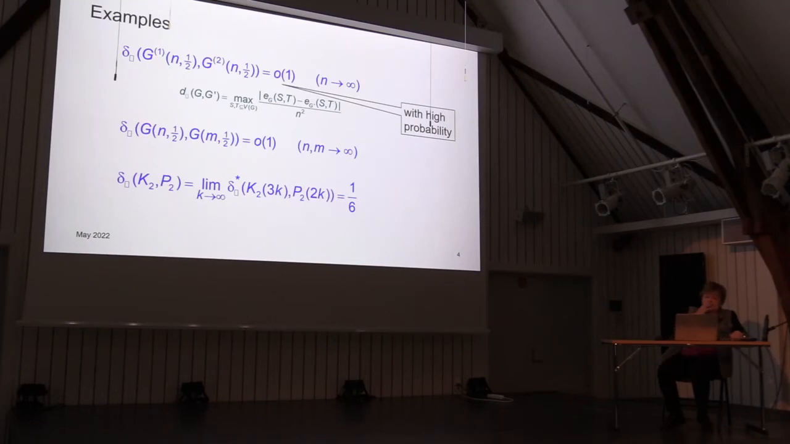Another example: you take the simplest possible case for two graphs, an edge and a path of length 2, so 3 points and 2 edges, and then you do this blow-up business, and you can easily see that this will go to 1/6.